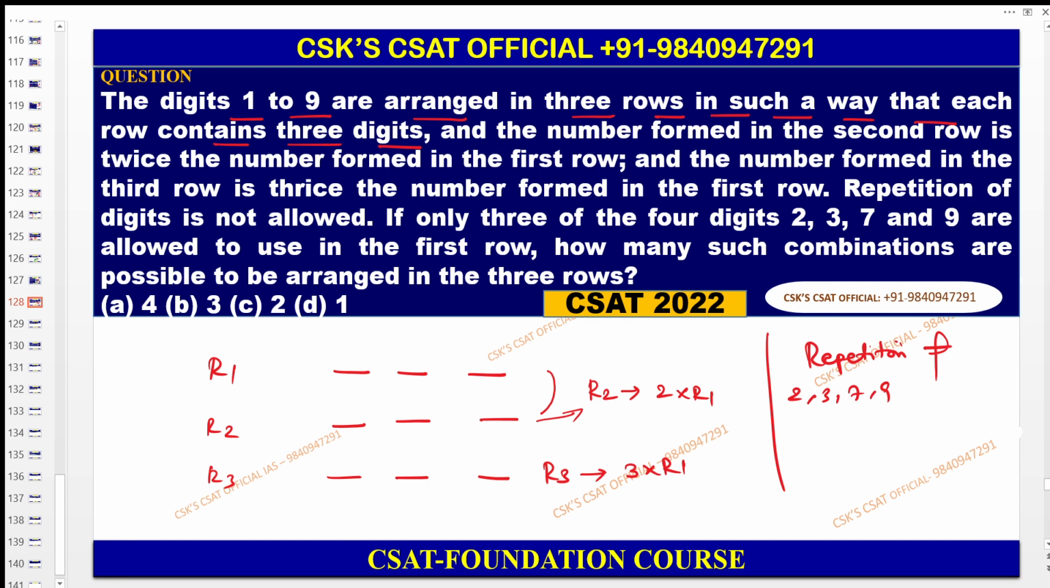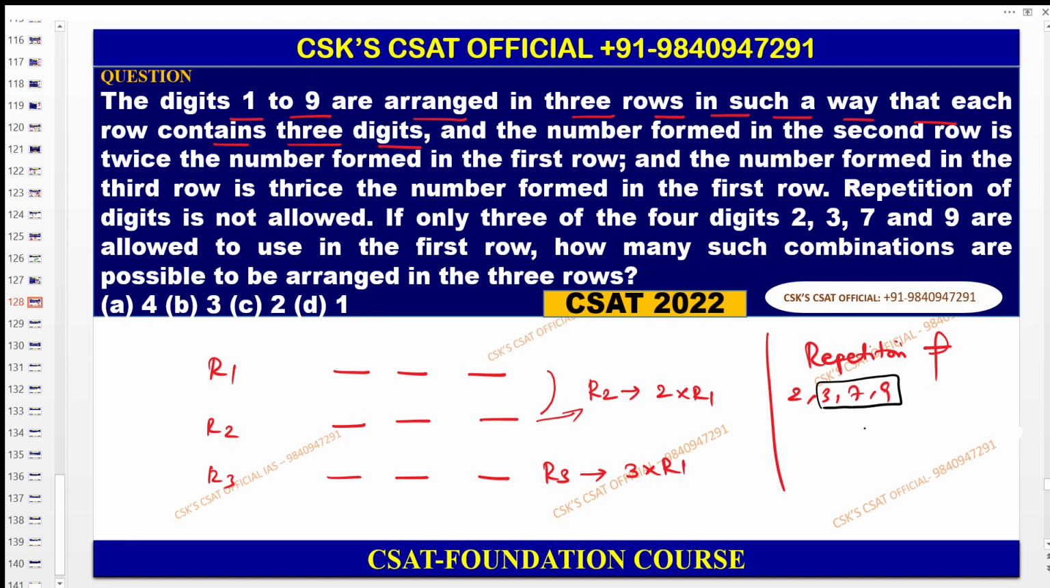How many such combinations are possible to be arranged in the 3 rows? So these only are allowed. Now, understand one thing. Suppose you are taking the very maximum one. Let us take this itself.